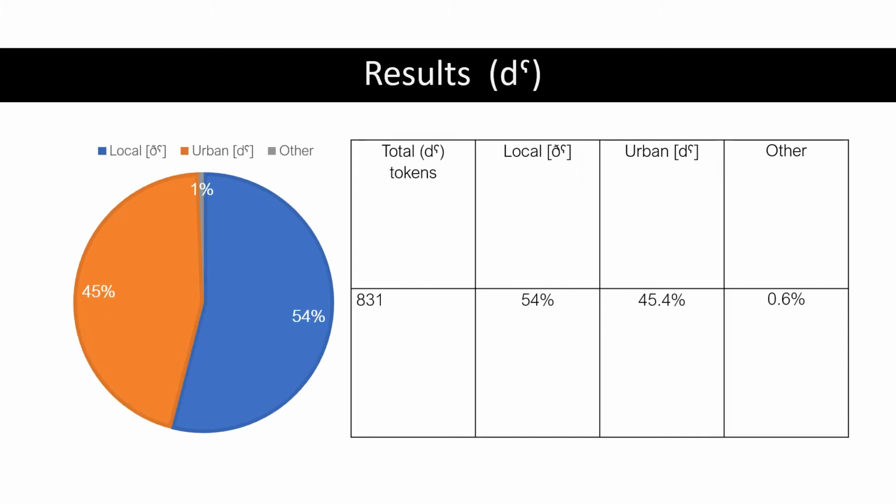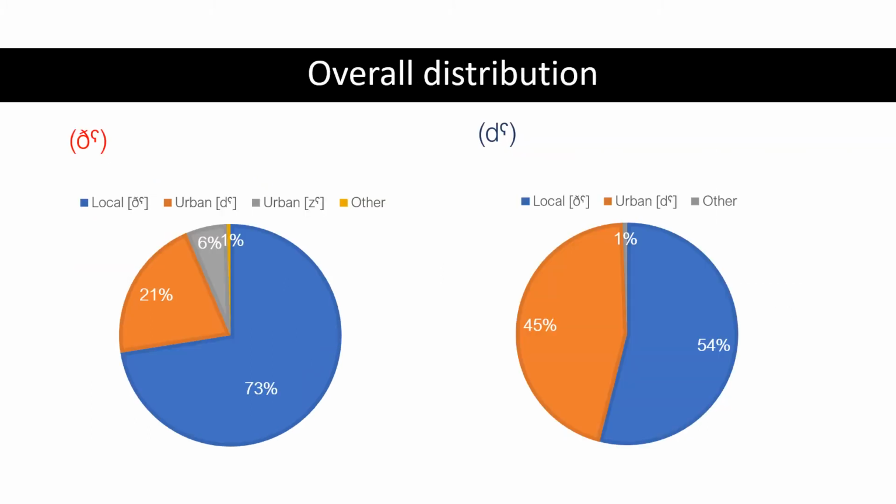Moving on to results of the, again, the overall distribution here of the variant shows that the local variant, again, the interdental fricative, is the most frequent. However, it's only at 54%. So if you see these two side by side, it gets a little confusing at this point, I must admit, because of the overlap, basically, between the different realizations.